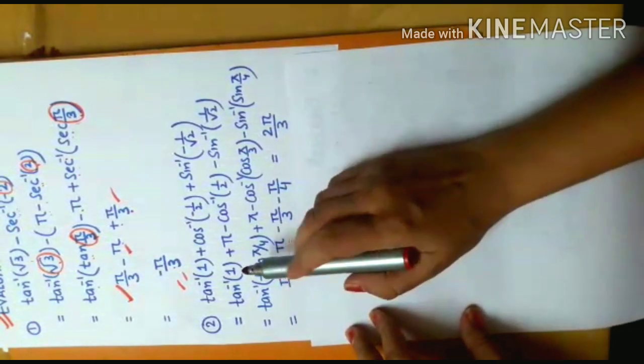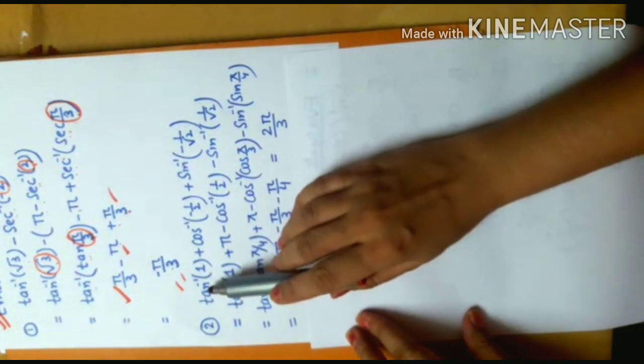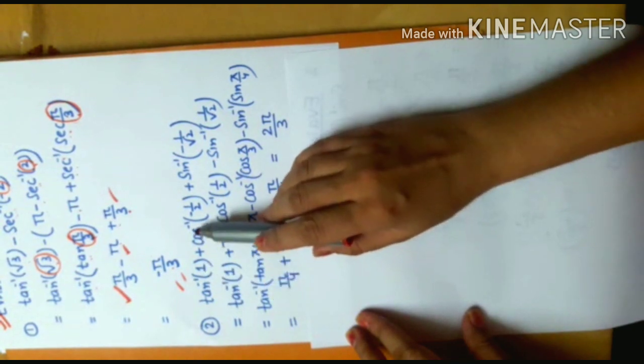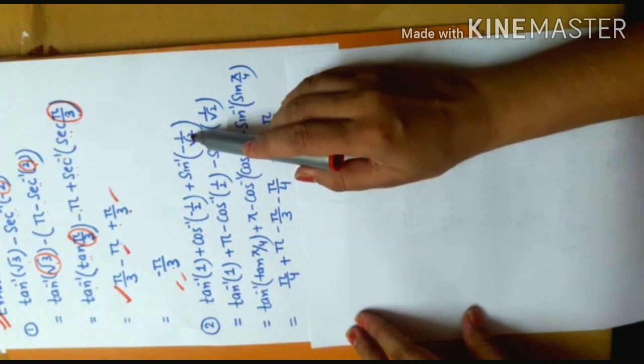Now the next question is, using principal values, evaluate tan inverse 1 plus cos inverse minus 1 by 2 plus sine inverse minus 1 by root 2.